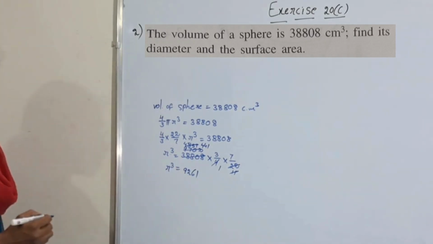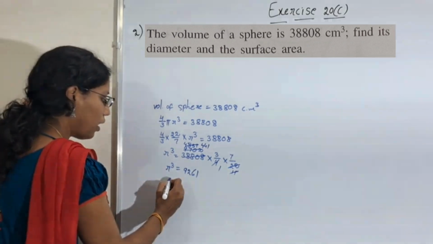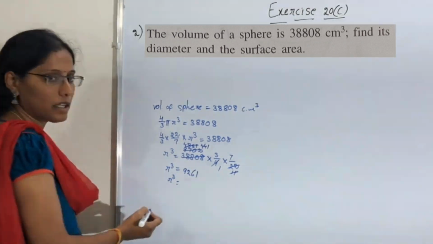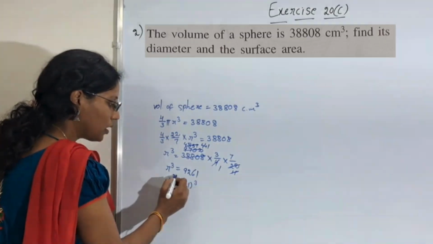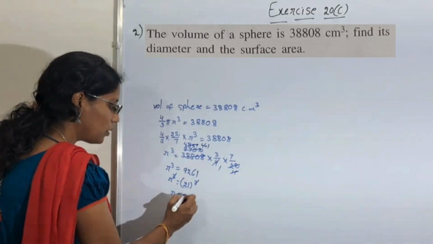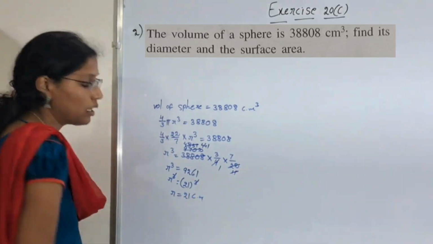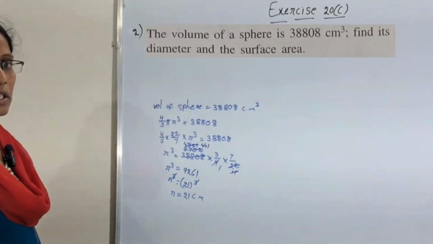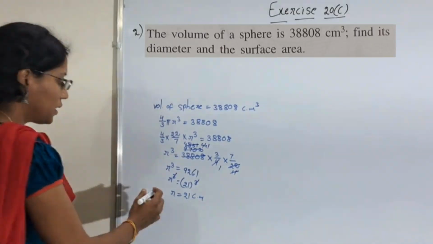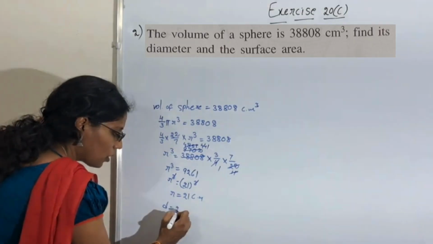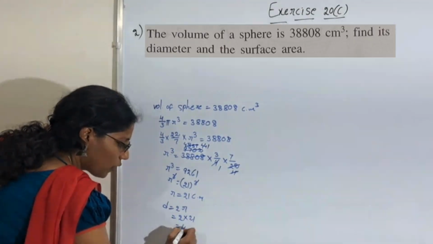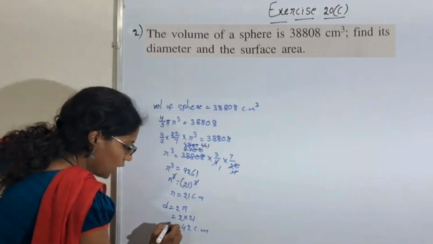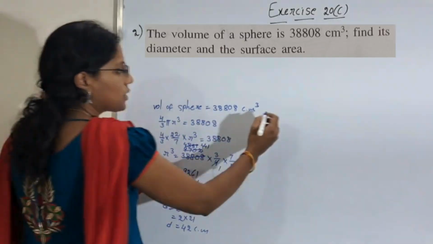But we want the r value. Here r cube, 9261 is also a perfect cube. 21 cube will come. Cube cancels. R is equal to 21 centimeters. But we want the diameter. Diameter is equal to double of radius. D is equal to 2R. 2 into 21, 42 centimeters. This is the diameter.